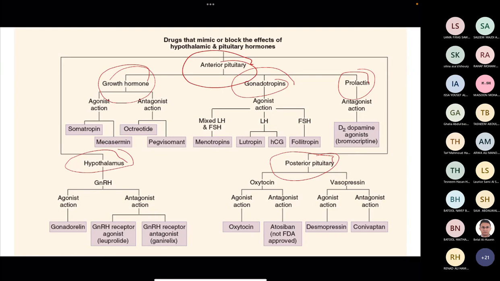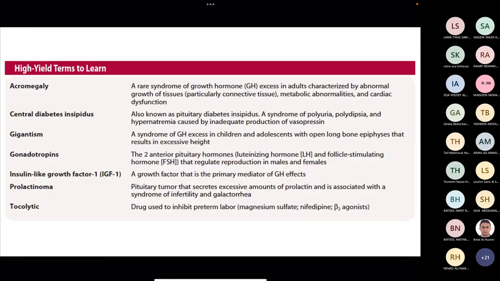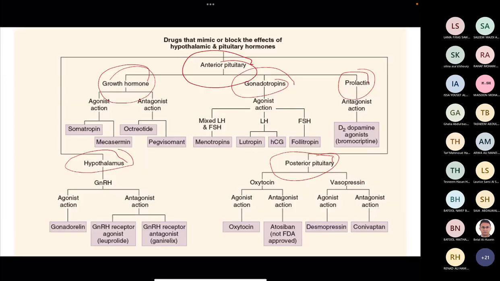As we said, growth hormone could be present in excess or in deficiency. The same applies to all of those hormonal agents. If it is in excess, you have to suppress it. If it is deficient, you have to replace it or get it from other sources.